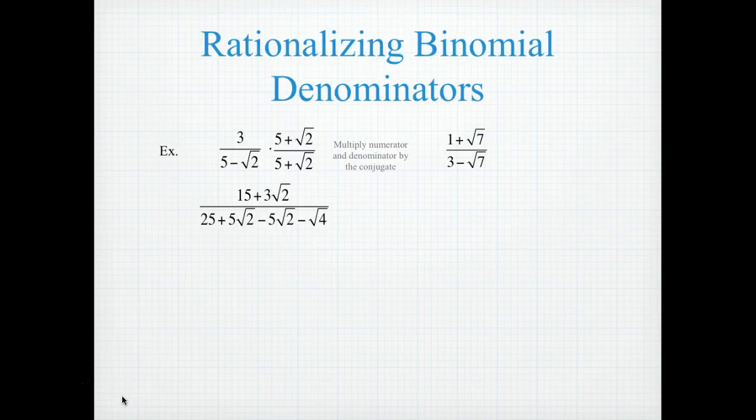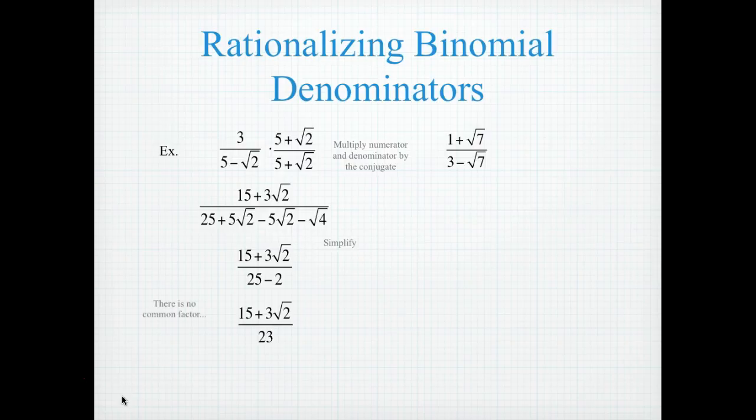Now the numerator in this case can't be simplified. 15 plus 3 root 2, those are not like terms, so we're done with our work for the time being in the numerator. We have work to do in the denominator. If we see 5 root 2 and negative 5 root 2, they're going to cancel out. And we have minus the square root of 4, and the square root of 4 is going to simplify to 2. We further simplify the denominator to get 15 plus 3 root 2 over 23.